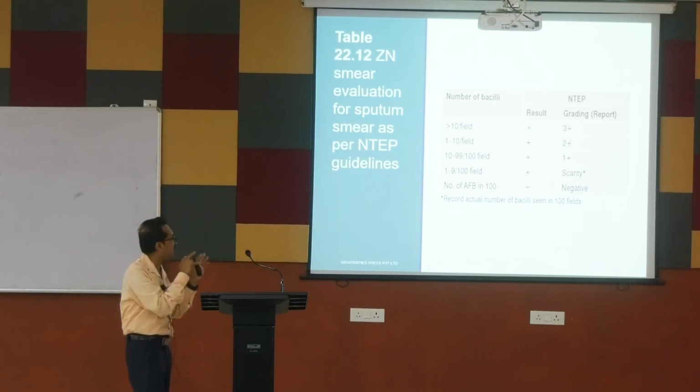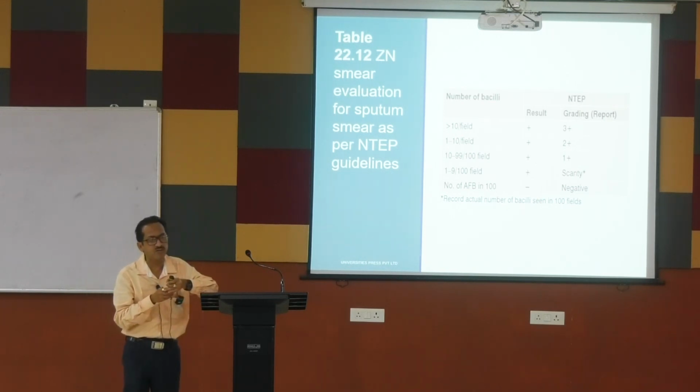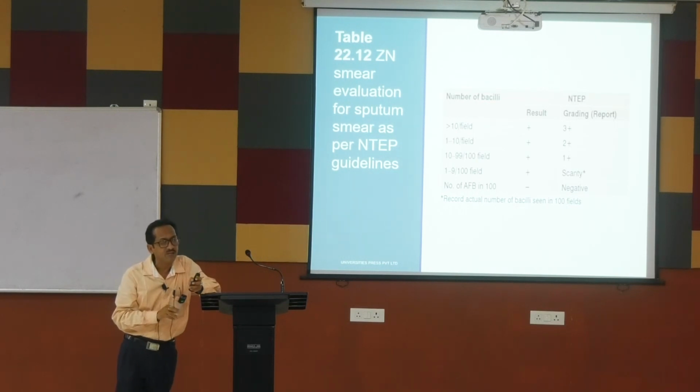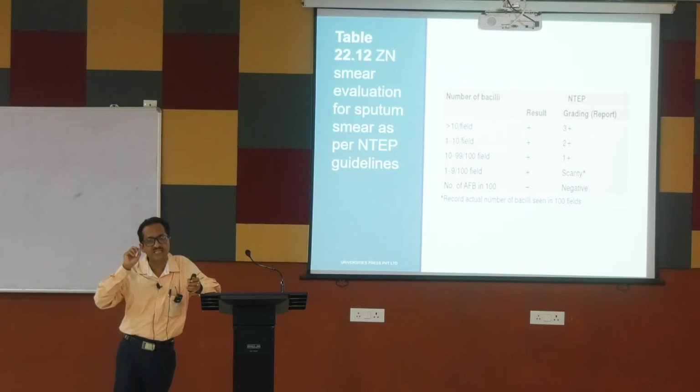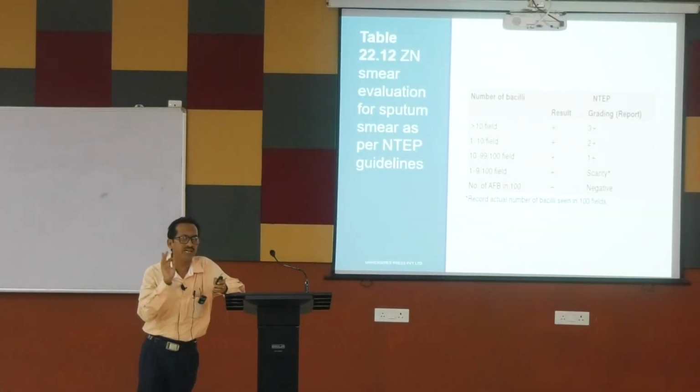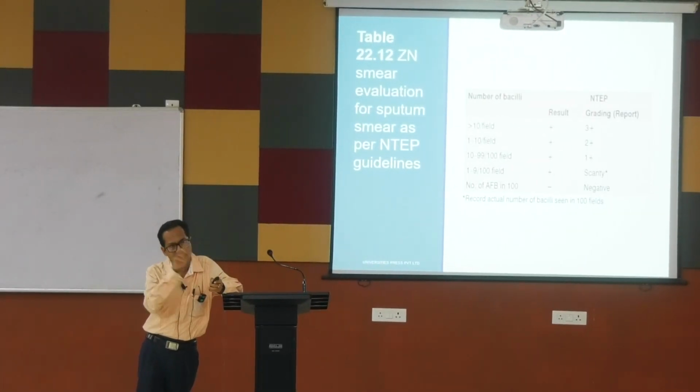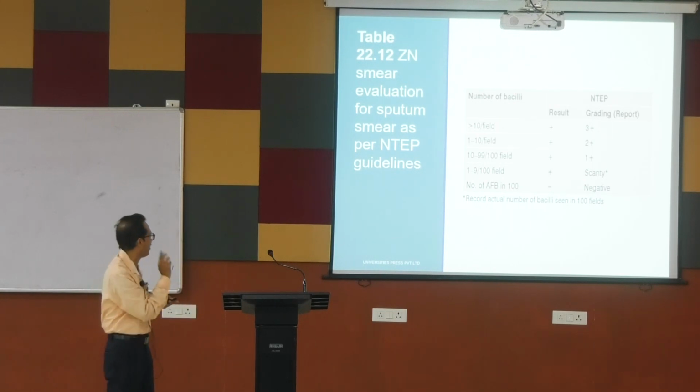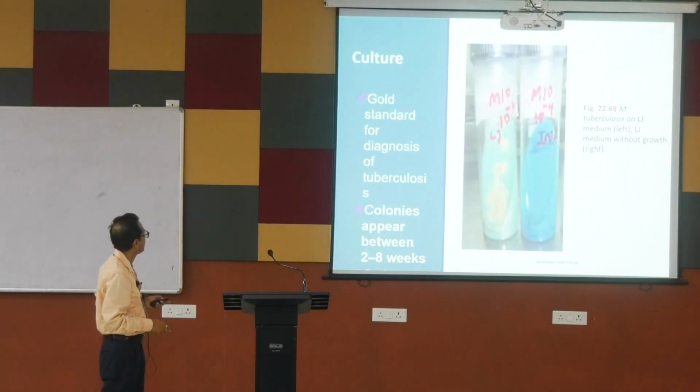So no AFB in 100 fields. Why have I written 100? I should have only written no AFB. So you have to scan at least 100 fields before calling it negative. You have to scan the whole slide for 100 fields before calling it negative. So this is the grading for NTEP.